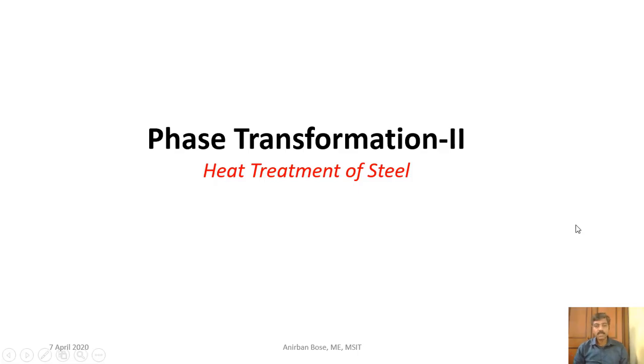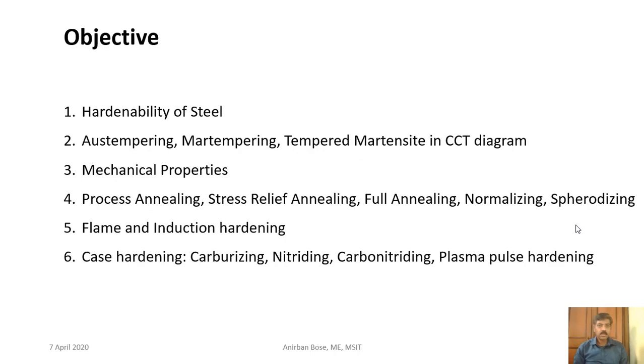Welcome to the second lecture on phase transformation, and in this particular lecture we are going to discuss mainly the different kinds of heat treatment processes on steel. The objective of this lecture is to understand what is hardenability of steel. Then we'll see some of the special heat treatment processes like austempering, mar-tempering, tempered martensite in continuous cooling transformation diagram. We also see the mechanical properties.